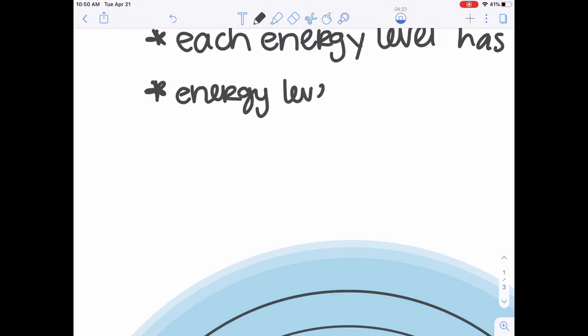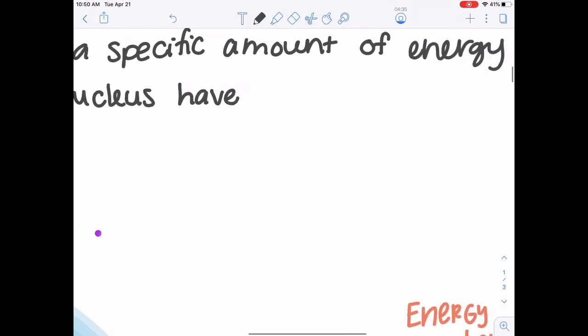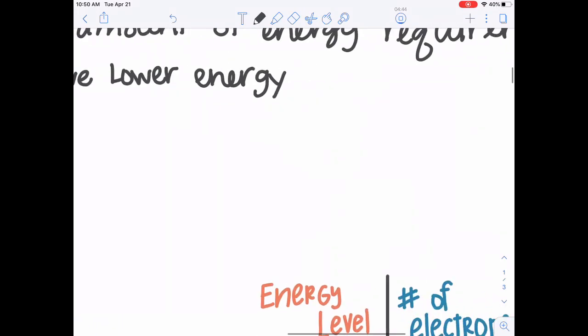Energy levels closer to the nucleus have lower energy requirements.